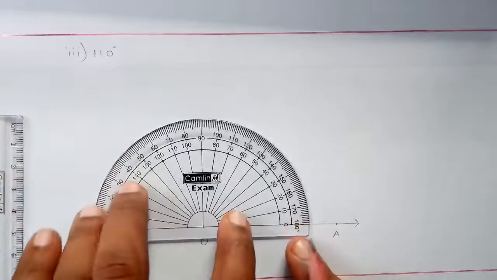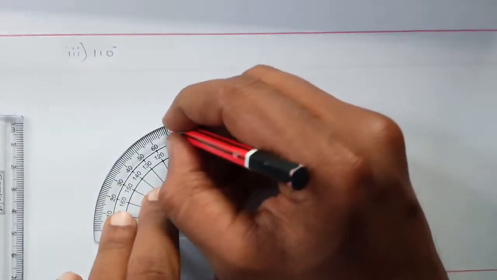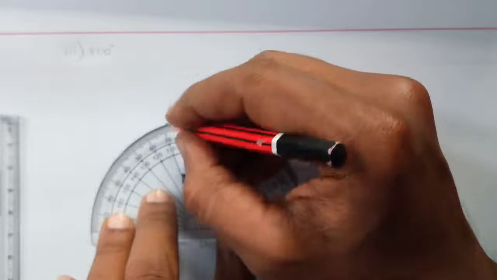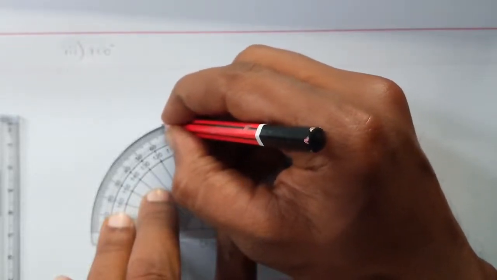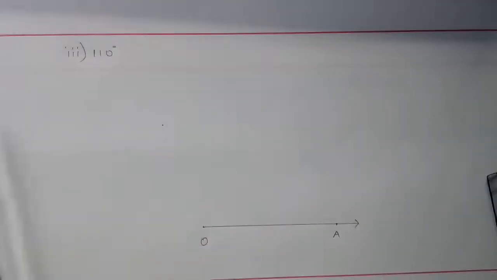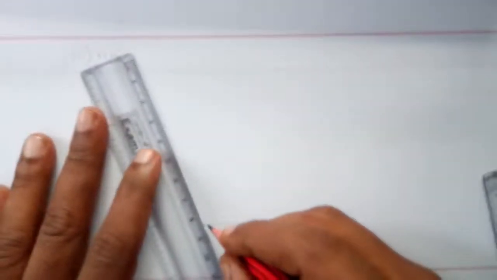So following the inner scale, we have to mark the point on 110. You have to look from a vertical view. So mark a point. Then remove your protractor. So we have to join the point using a ruler. So the diagram will all be neat. We have to draw it neatly. Only once we have to draw. If a mistake happens, we have to erase it totally and redraw it.